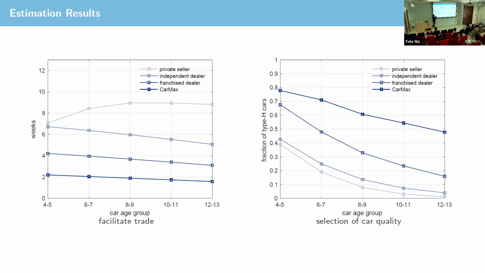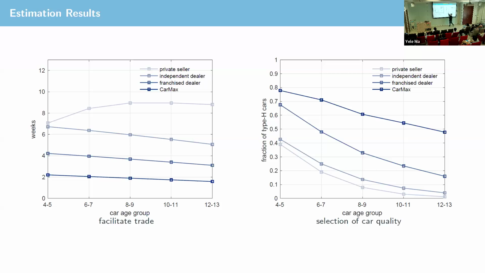And here we estimate the selection and the search and matching speed. This is the car age group, and this is the time on the market for each type of dealer and seller. Those are pretty much just data, because we can observe dealers' time on the market, but we don't observe sellers' time on the market. So this comes from the estimation using the equilibrium condition. Sellers' time on the market is longer, so it's more frictional.